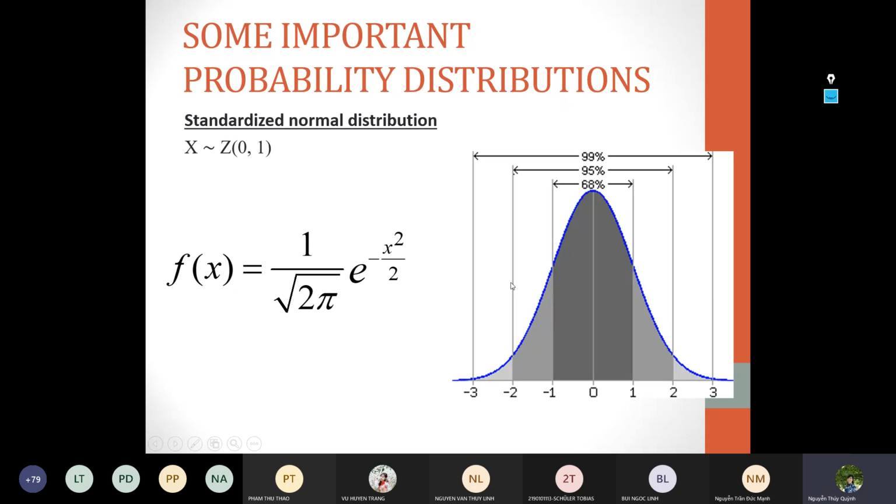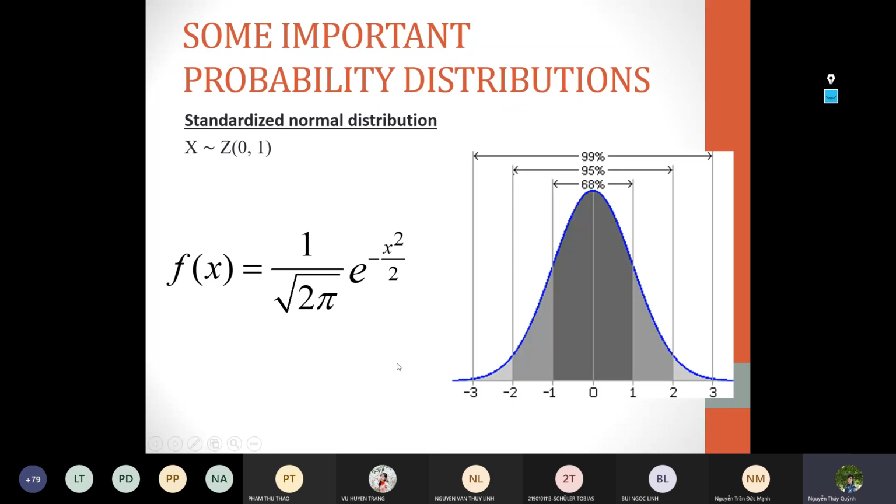This is the shape of the distribution. We have 0 at the center and the standard deviation of 1. 68% of the observed values of x will be between -1 and 1. 95% of the observed values of x will fall into the range from -2 to 2, and 99% of the observed values of x will be in the range from -3 to 3.